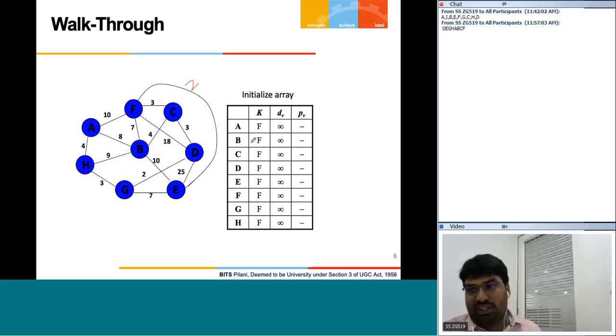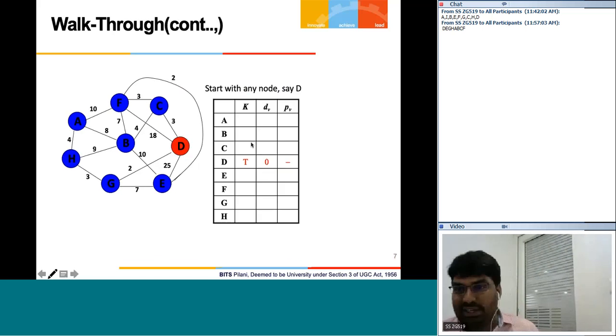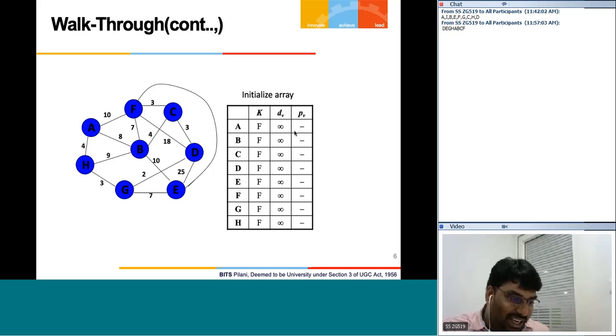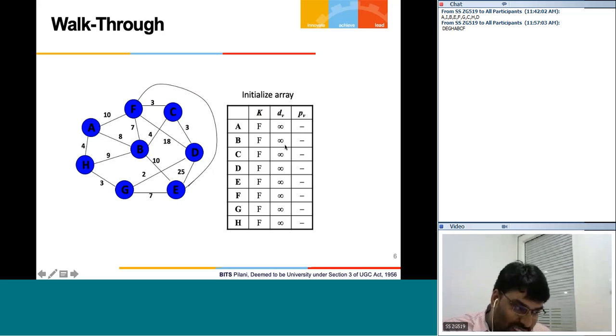Once you understand this, then only I'll go to the next step. The start node is D. Okay, I have visited D. F? No, F is not a vertex. Very good question. This F is not a vertex. This is a Boolean value, for instance.